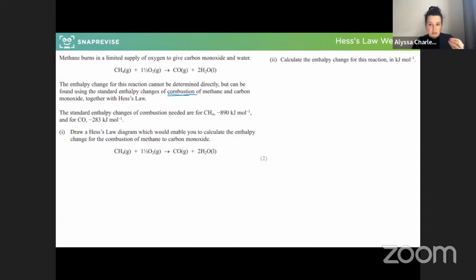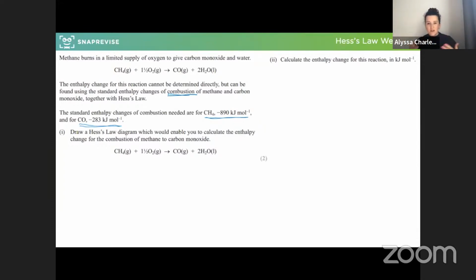They've told us in the beginning of this question that we're using enthalpy of combustion data, so that's a bit of a hint. Standard enthalpy changes of combustion needed are for methane and carbon monoxide. Draw a Hess's law diagram which would enable you to calculate the enthalpy change for the combustion of methane to carbon monoxide, that process, that reaction. And they've given us that to begin with.